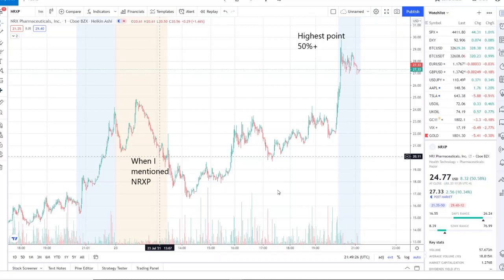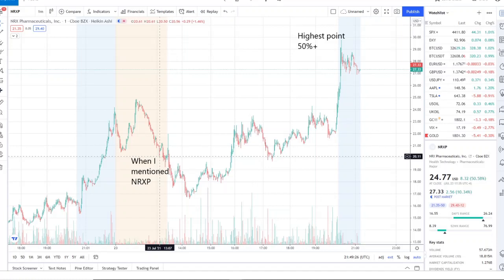So NRXP, we talked about it as it was falling. It jumped up from those lows all the way up to $22 and some change, nearly a 15 to 20% plus jump in just a few minutes. It fell down, hit lows around the $16 mark and low 17s, and took off for the rest of the day, guys. Forget about this large jump here towards the end of the day. Just from that point forward, within about an hour and a half, this stock jumped up nearly 20% plus. But for the day, it had a highest point of 50% plus.